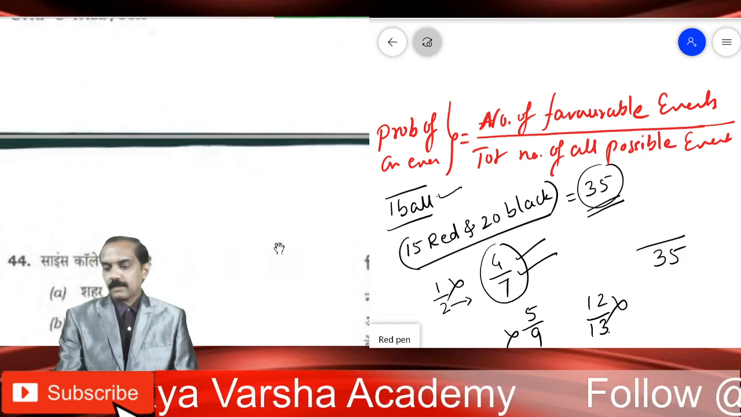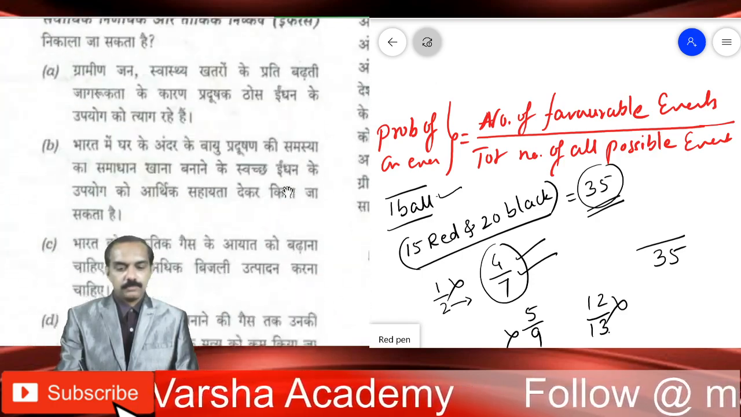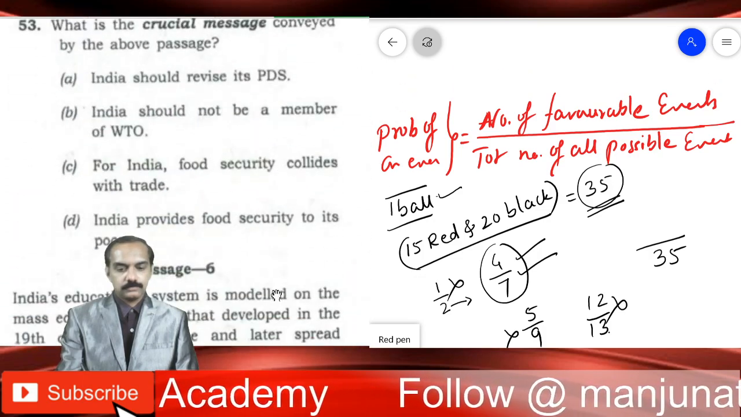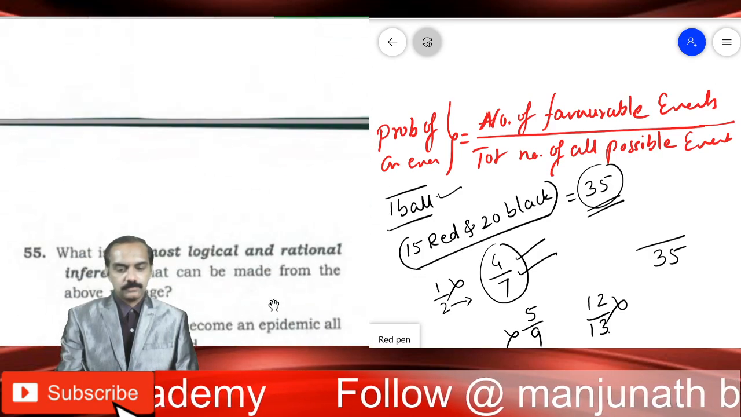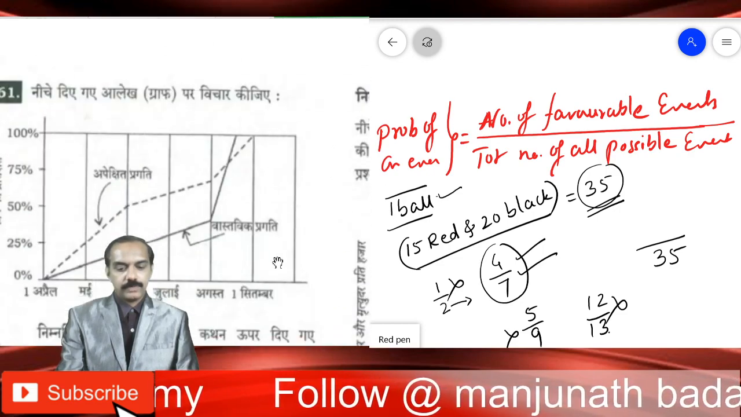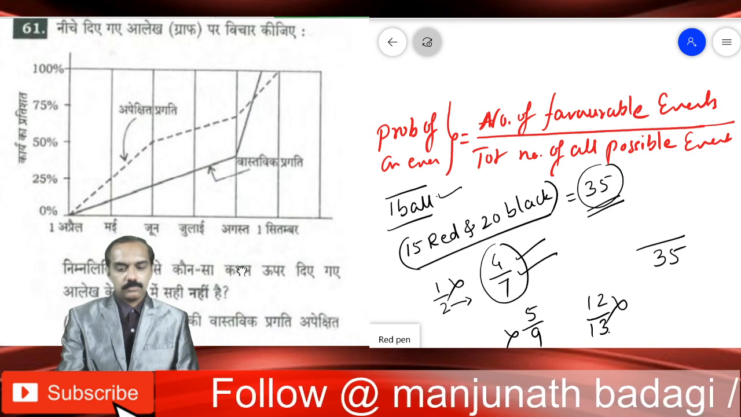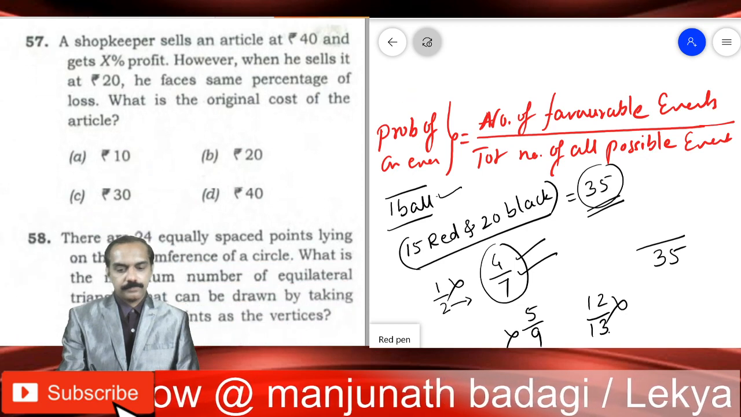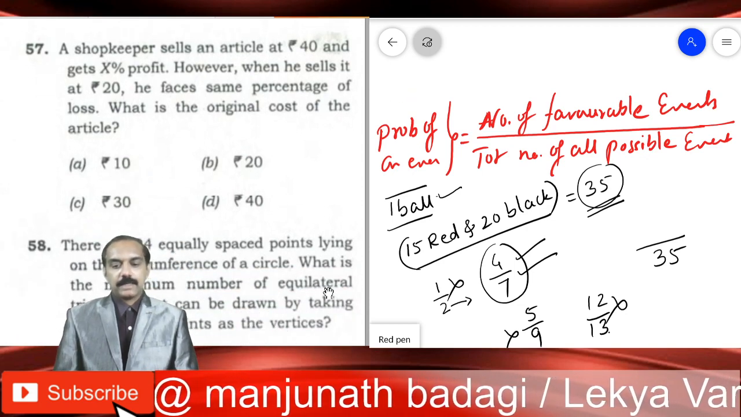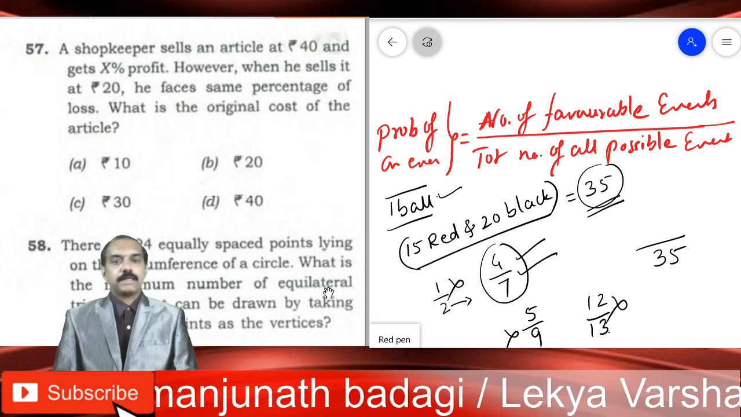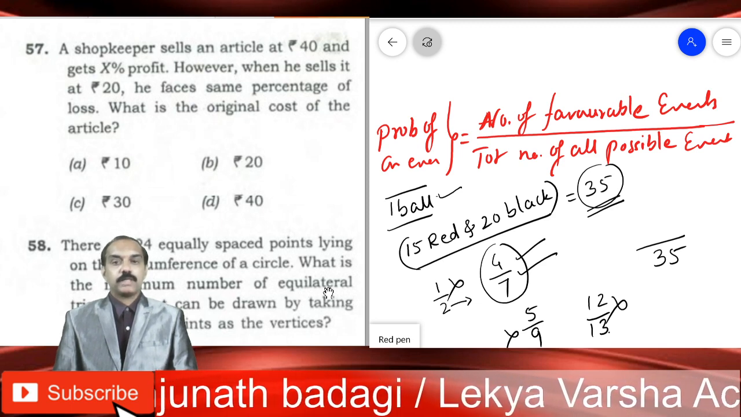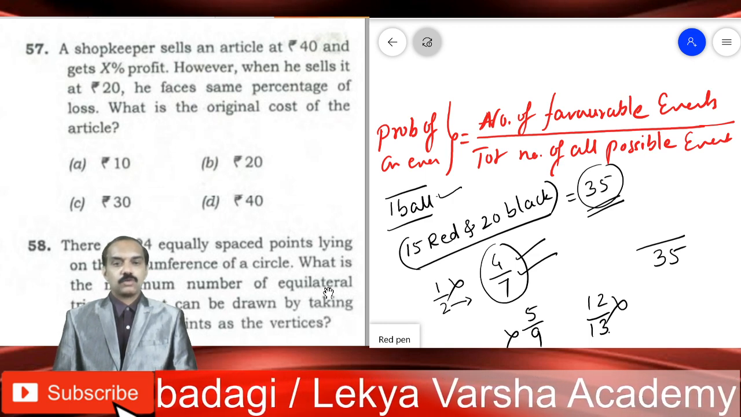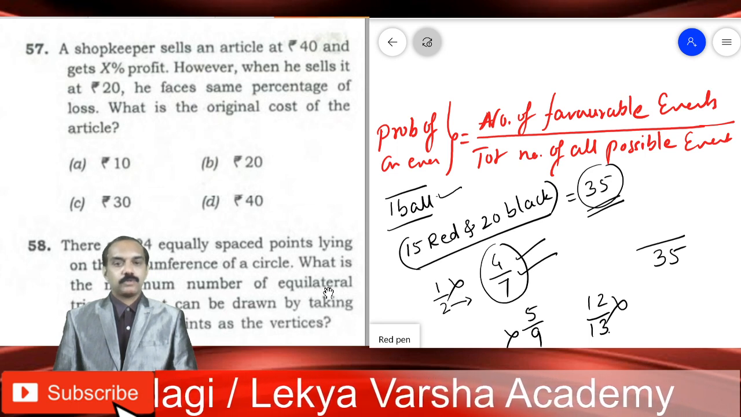Moving on to the 57th problem. Problem number 57. A shopkeeper sells an article at 40 rupees and gets X% profit. However, when he sells it at 20 rupees, he faces the same percentage of loss. What is the original cost of the article? The options are 10 rupees, 20 rupees, 30 rupees, 40 rupees.